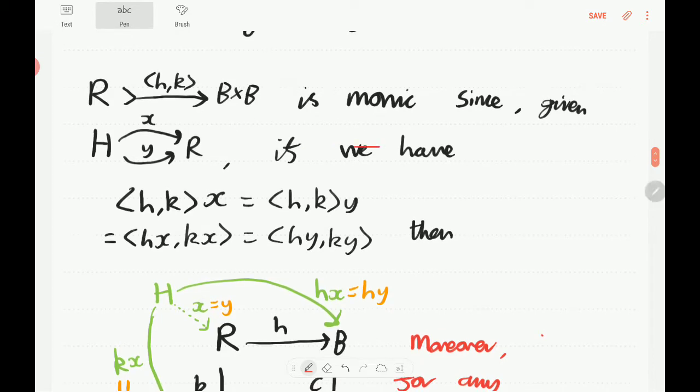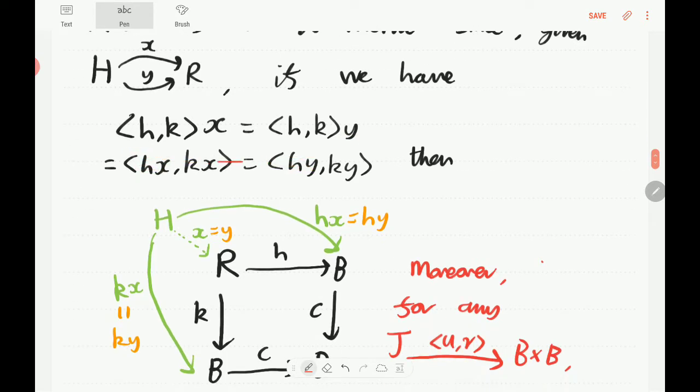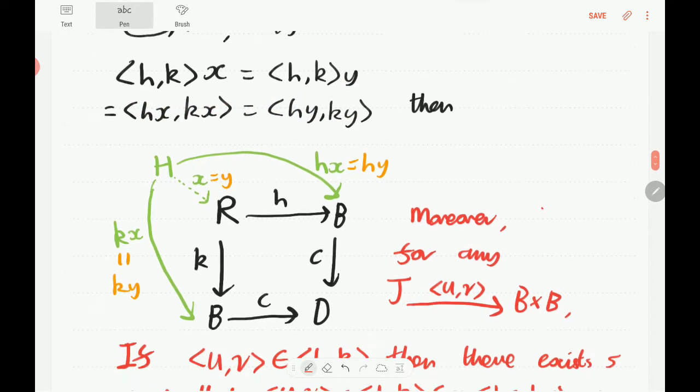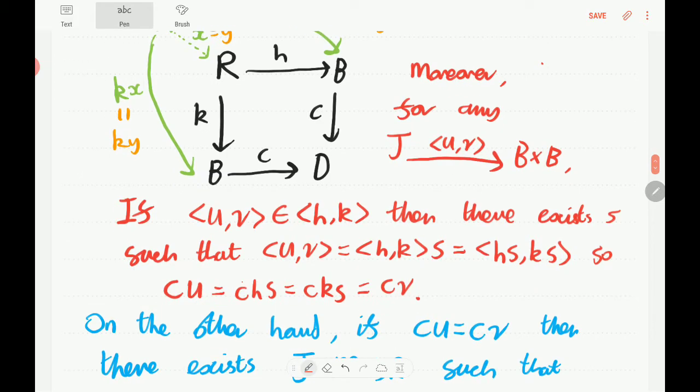So the basic idea is that if ⟨H, K⟩ after x equals ⟨H, K⟩ after y, then we have Hx equals Hy and Kx equals Ky. And then drawing the Kx and the Hx on, we find the intermediary arrow can be x. And then we also see that we can equally write Ky and Hy and find the intermediary arrow as y. So x equals y.